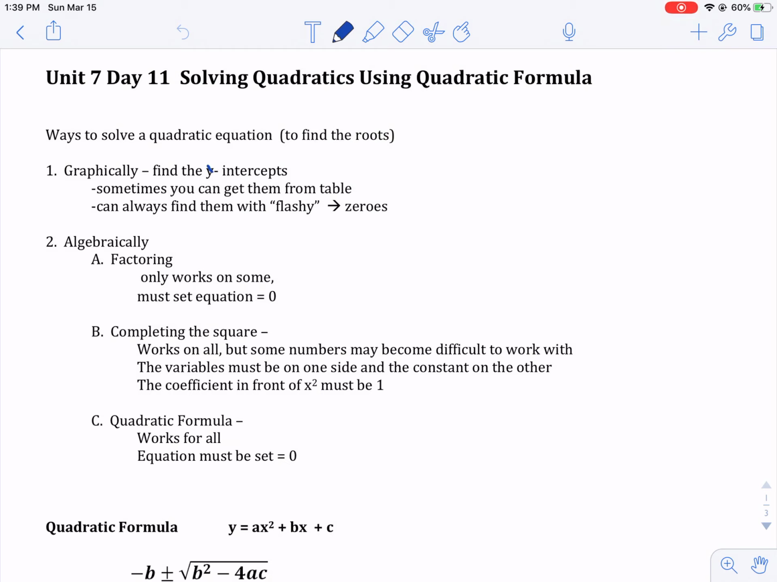I apologize for the typo here. When you are solving graphically, you are finding the x-intercepts. Sometimes you can get them from the table. The comment about flashy is an extra calculator lesson that's not required, and we did not do that. But you can get the x-intercepts from the table if it shows up. You can't solve every quadratic graphically, just some.